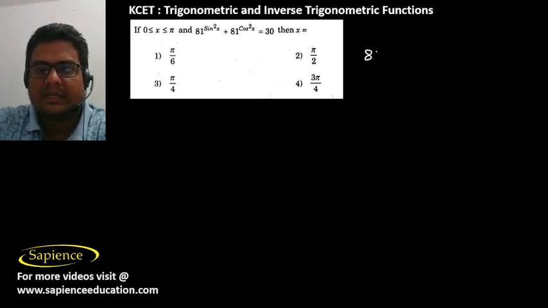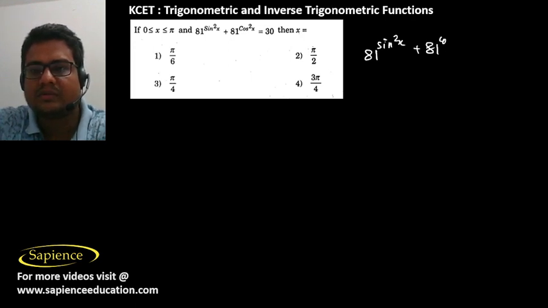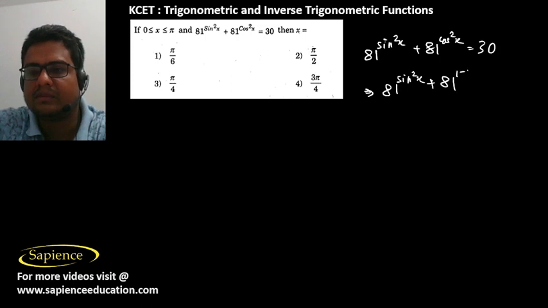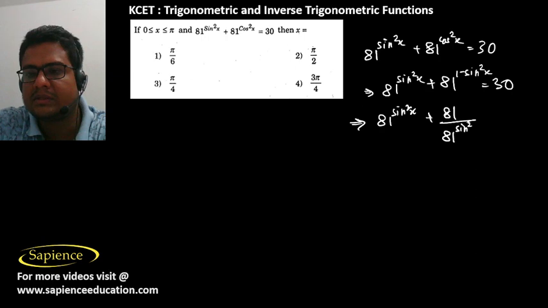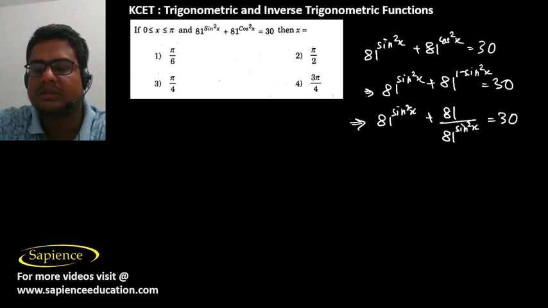Then it is told that 81 power sin square x plus 81 power cos square x is equal to 30. Then we have to find the value of x. So this is 81 power sin square x plus we can write 81 power (1 minus sin square x), since cos square x is 1 minus sin square x, so that is equal to 30. So therefore 81 power sin square x plus 81 by 81 power sin square x is equal to 30.